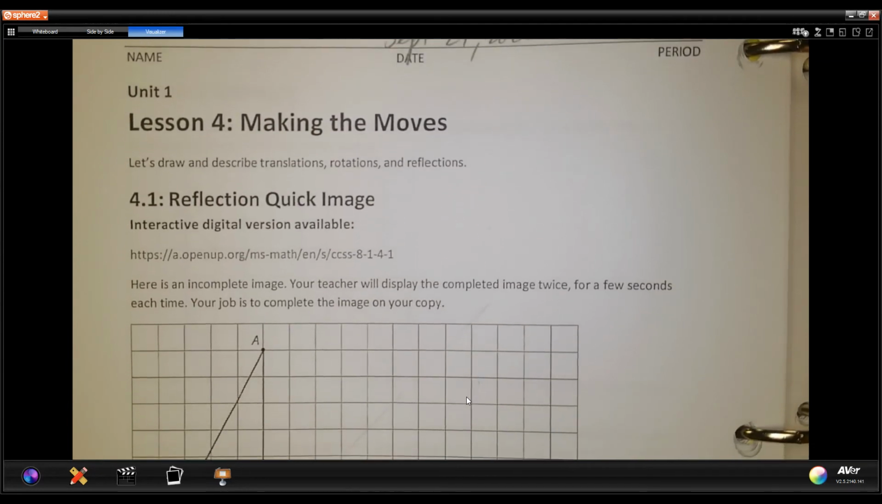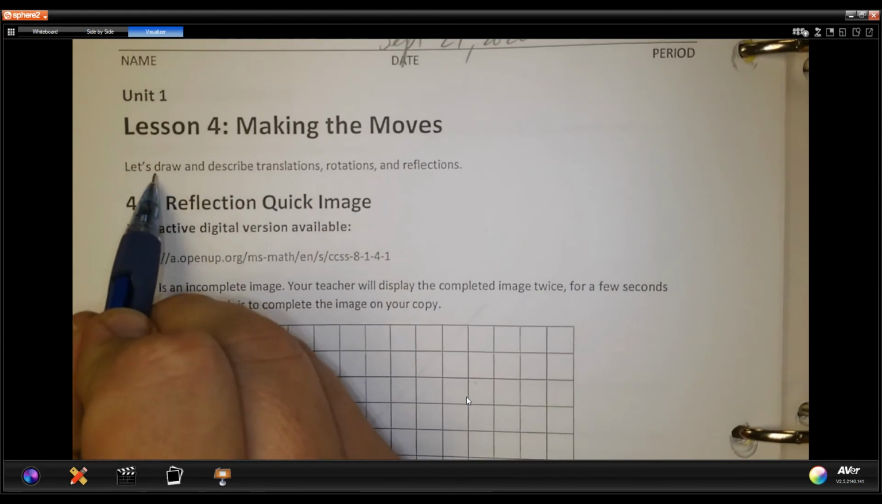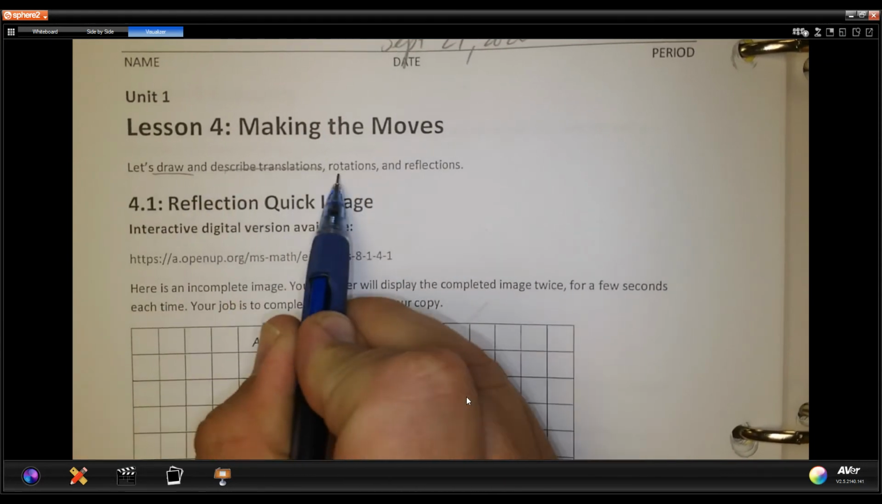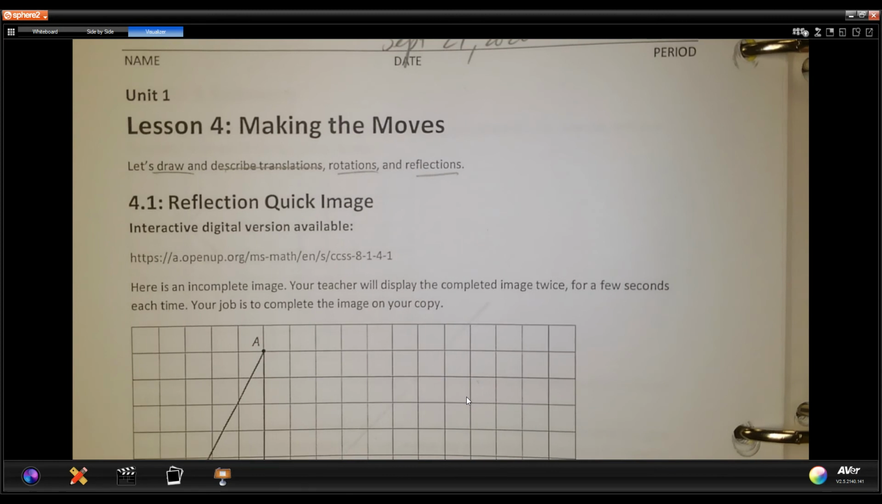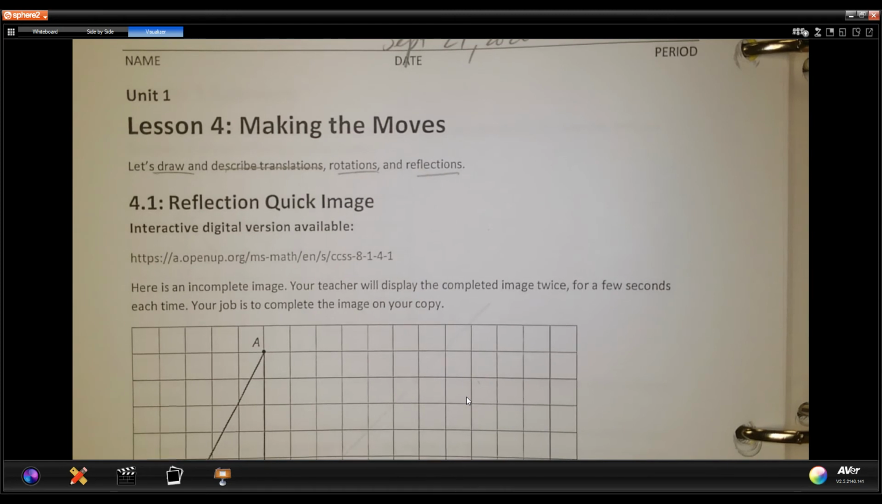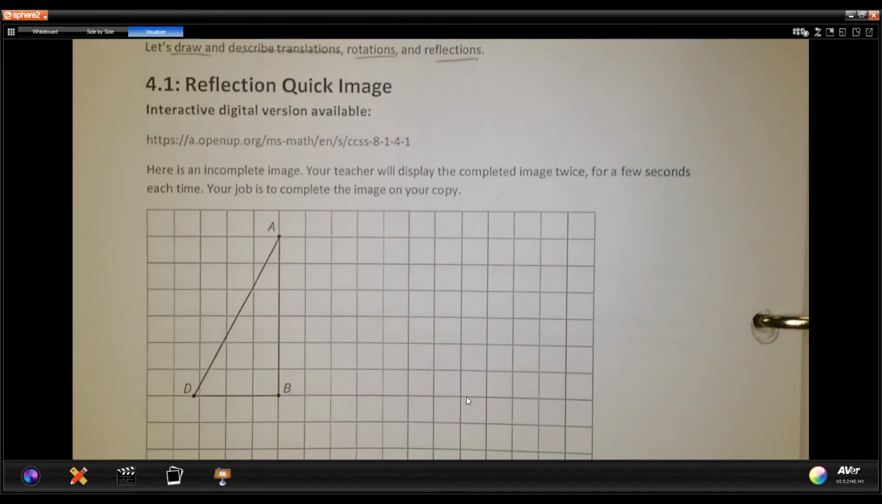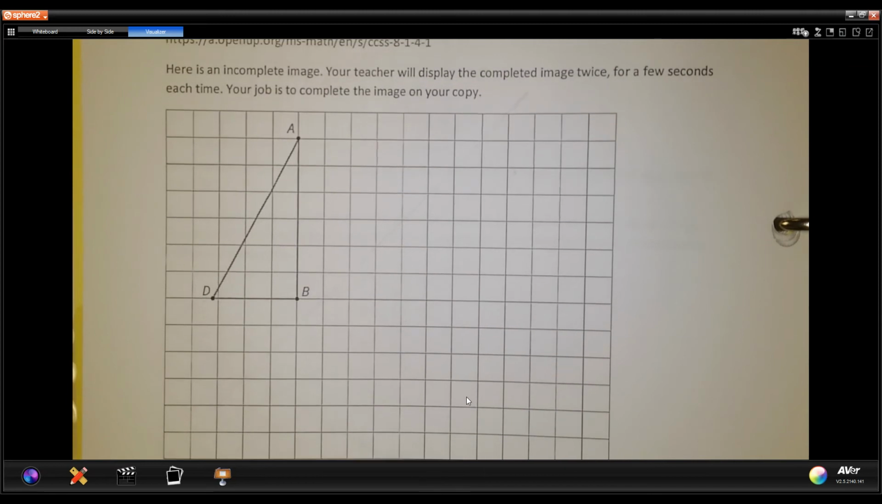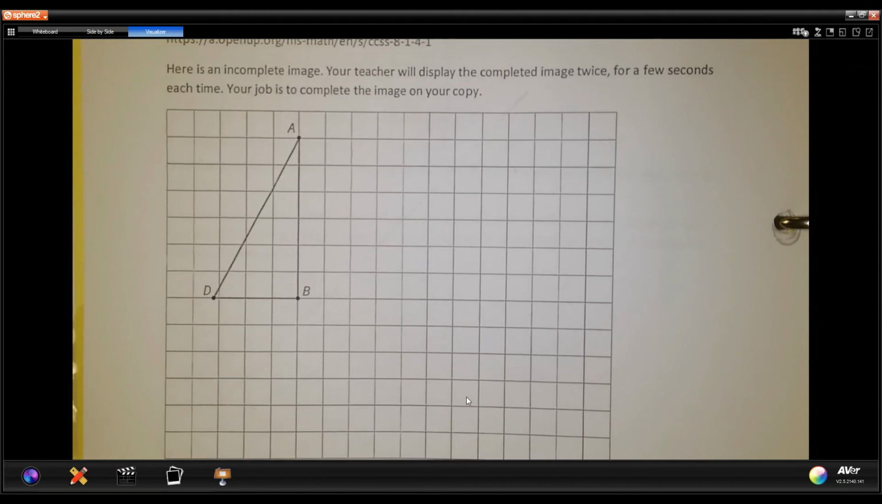We're going to be working on making the moves, and the goal for today's lesson is that we're going to be able to draw and describe translations, rotations, and reflections. Our goal is to continue to make our vocabulary and our descriptions better and better every single time that we do that.